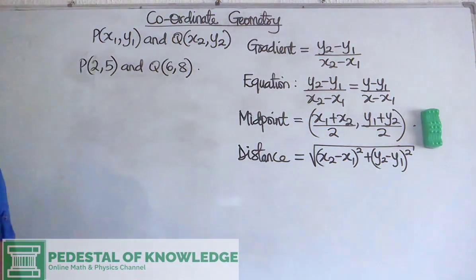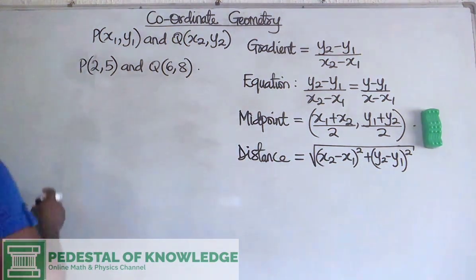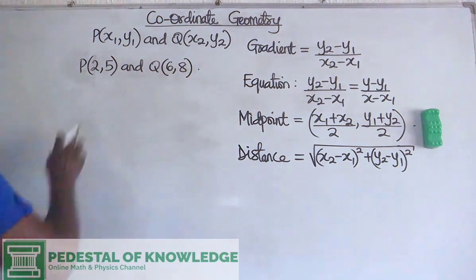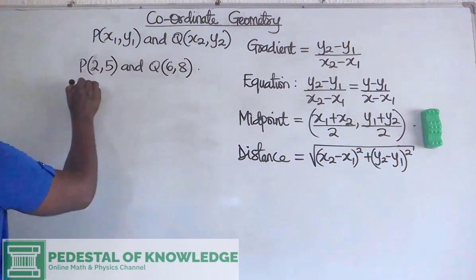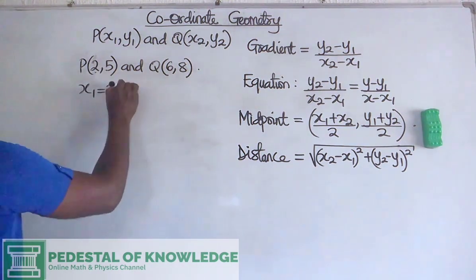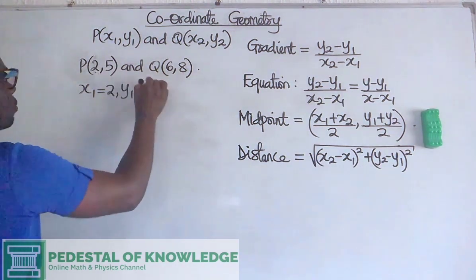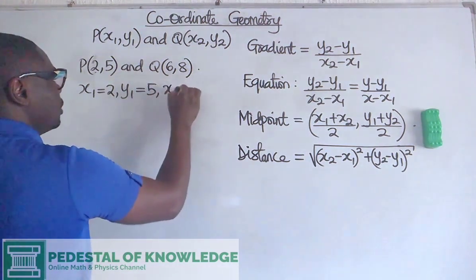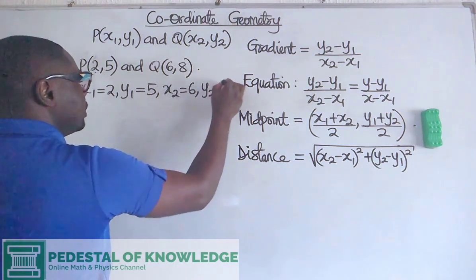All right, now the first thing we're going to look at is to bring out the various parameters, that is x1, x2, y1, y2. Now, from here, x1 is equal to 2 and y1 is equal to 5. Okay, now x2 is equal to 6 and y2 is equal to 8.